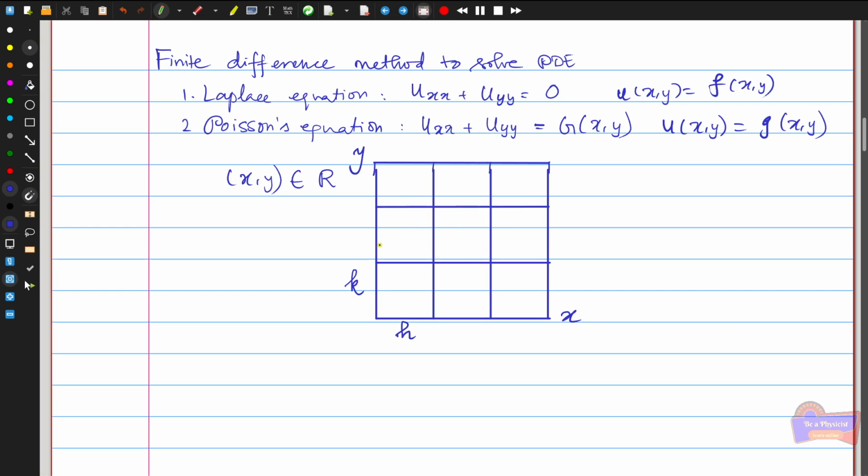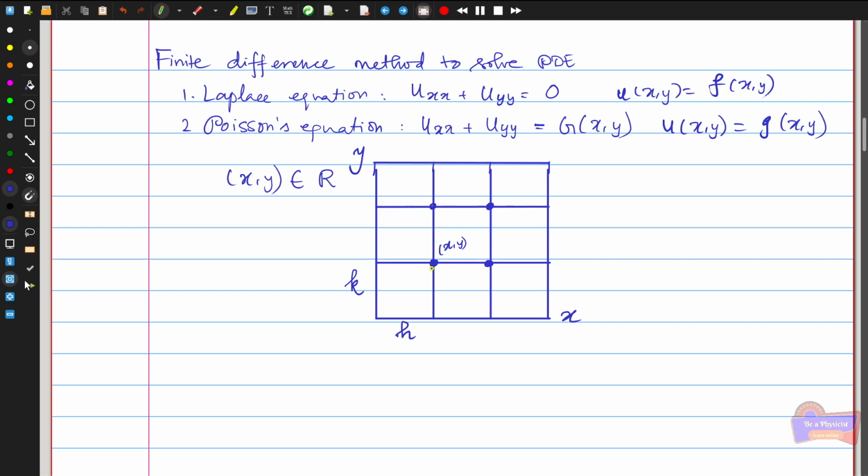These mesh lines are known as grid lines, and the points of intersection of these mesh lines are called nodes. That means the x-axis and y-axis lines intersect at these points. So these points are called mesh points, grid points, or nodal points. At each and every point, we have the values of x and y, with step sizes h as well as k.